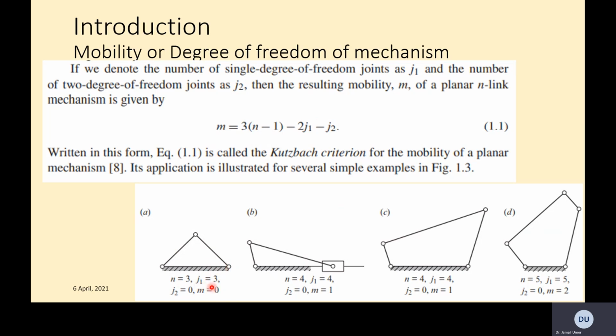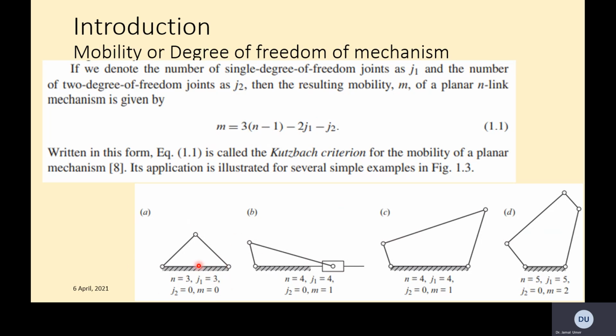So J1 is equal to 3 and J2 is equal to 0, because there is no joint here which has 2 degree of freedom, right? And you just plug in these 3 variables over there, because we need 3 variables here, and you work out. So it has a 0 mobility. So it cannot move anywhere basically. It does not perform any movement here. So that's why its mobility is 0, or the degree of freedom is 0 for the whole mechanism.